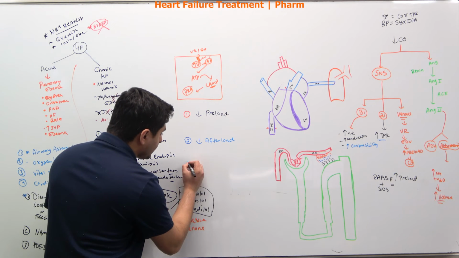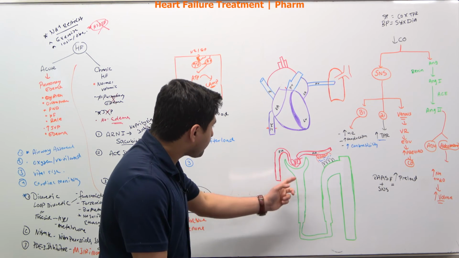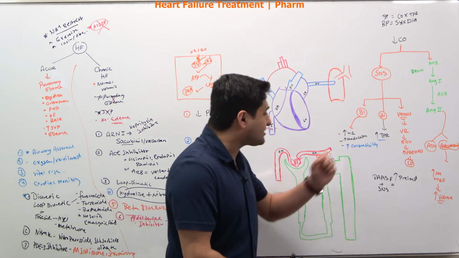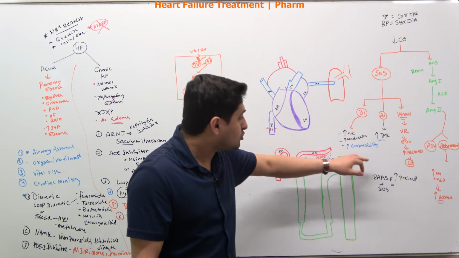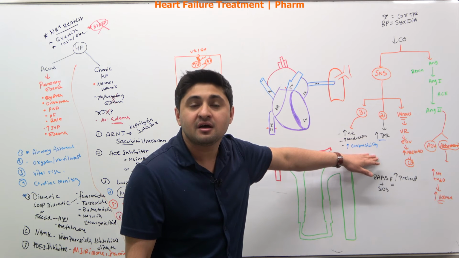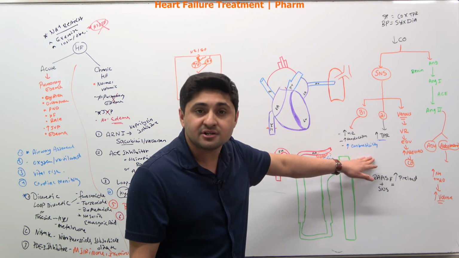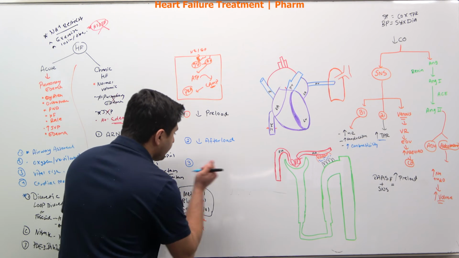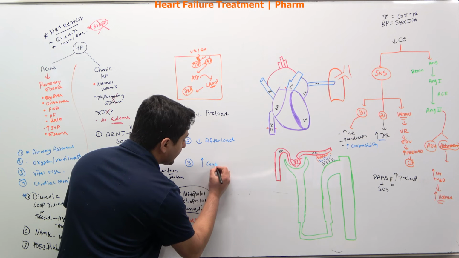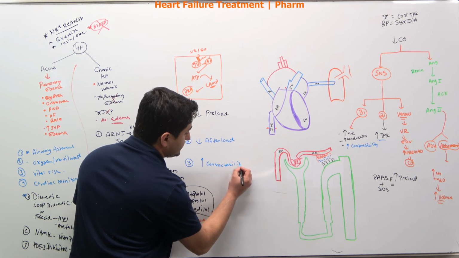Now third is, look, contractility. We want to have an increase in contractility, right? So we have to maintain the contractility of the ventricular myocytes, right? So we have to give drugs that are going to actually increase what? Contractility. That's also something we need to have. So we need drugs that increase contractility. This needs to be there too, right?